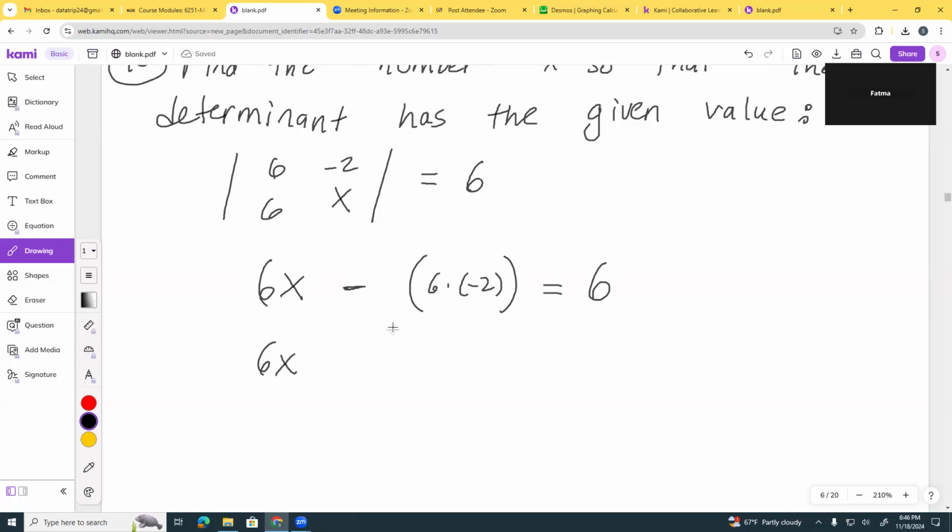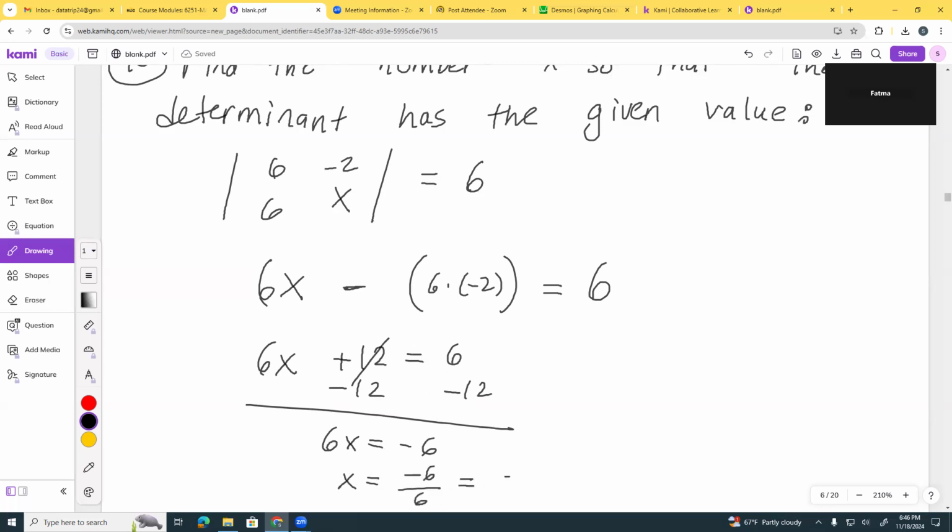So 6x, 6 times -2 is -12, but because of the other negative here, it will become a +12, is equal to 6. Subtract 12 on both sides. 6x is -6. Divide each side by 6. So the expected answer here is -1. X must be -1 here if the determinant is equal to 6. This is how we're going to do number 10 on the test. Feel free to ask if you have any questions for number 10.